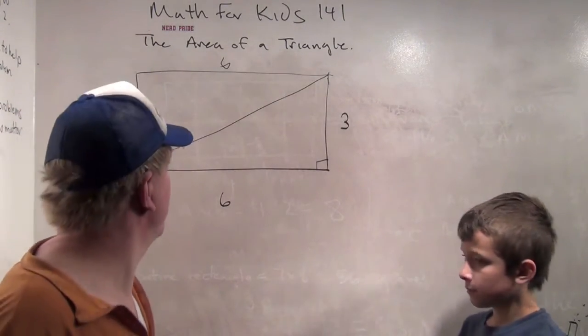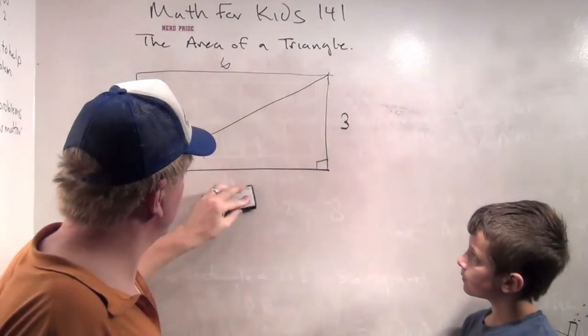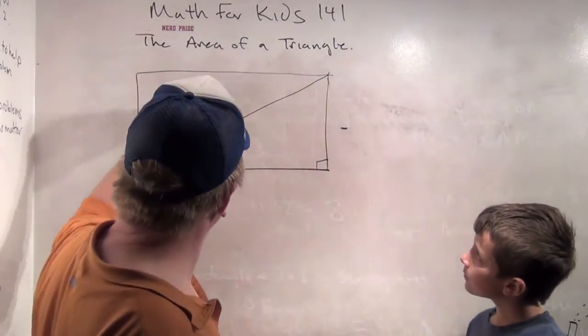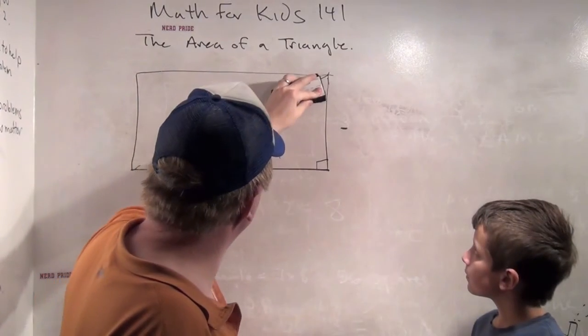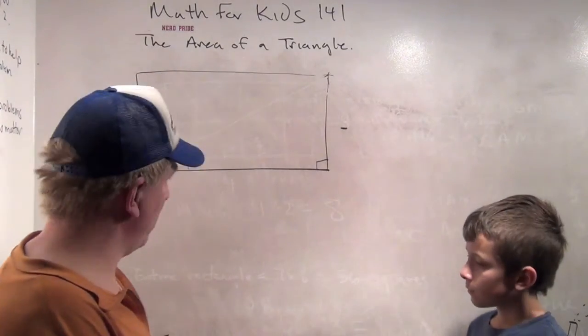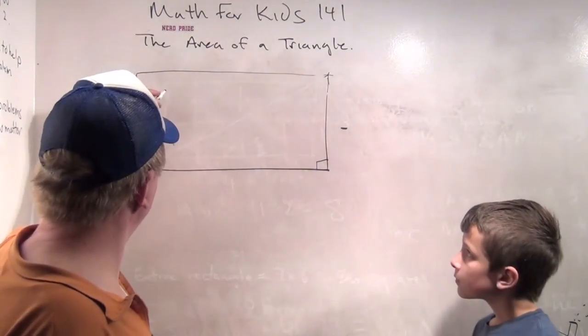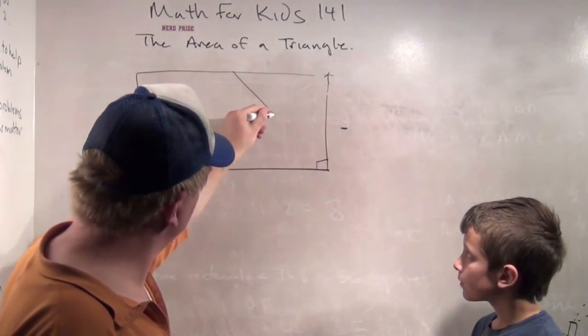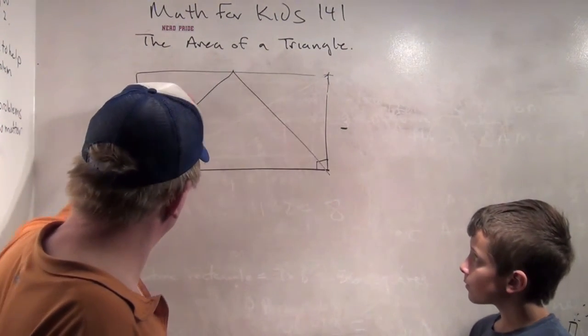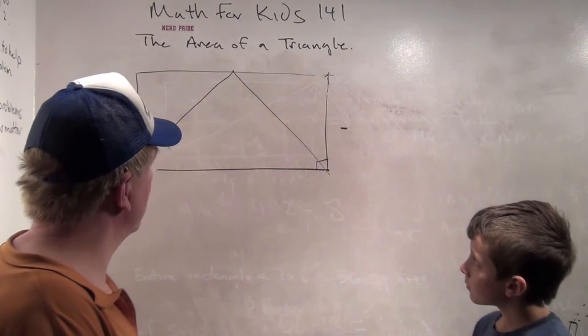9. Okay, awesome. And finally, what if I made a much more complicated triangle that was not a right triangle at all, but actually lived inside of the box here?